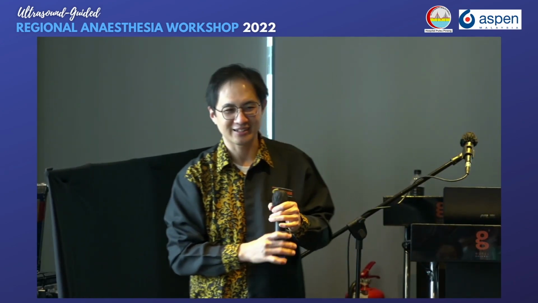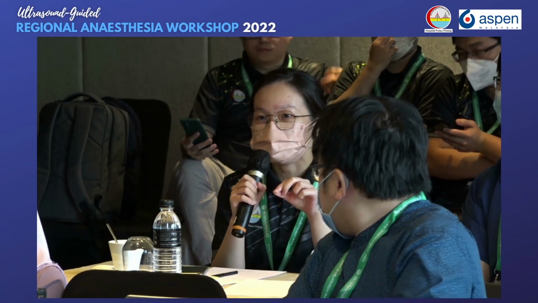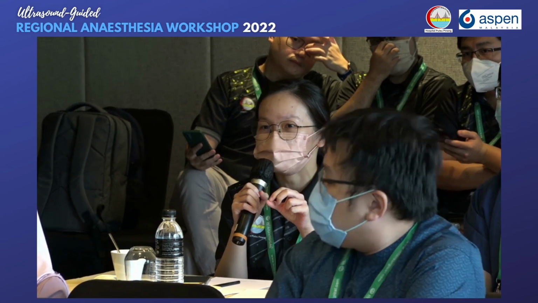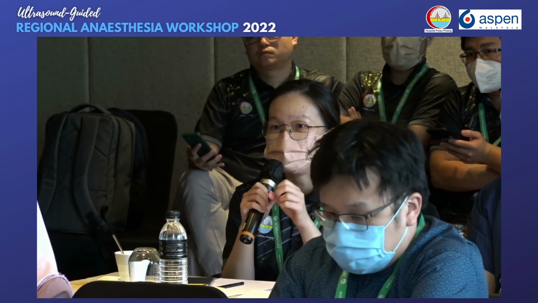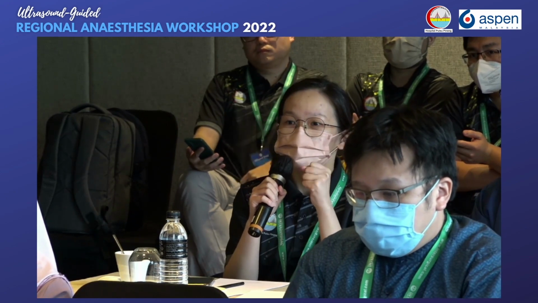Hi, Dr. Ng. I have a question for the popliteal sciatic nerve block. Exactly where is the place for the LA injection? Should we inject when the nerve starts to separate or when the nerves come in a bundle? Where's the best spot for the LA injection?